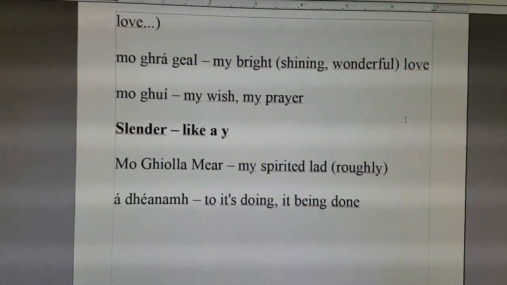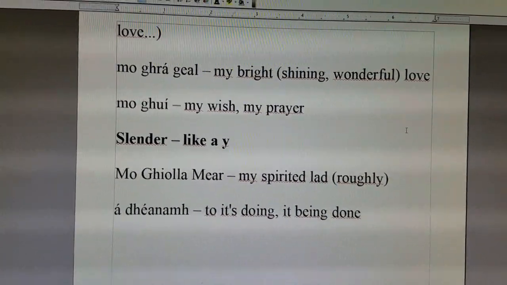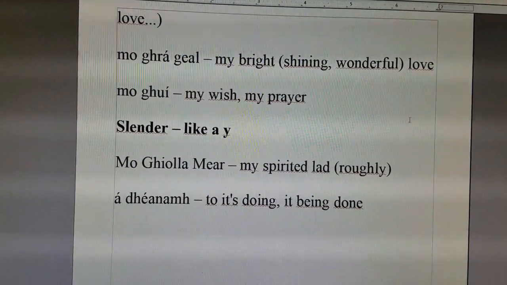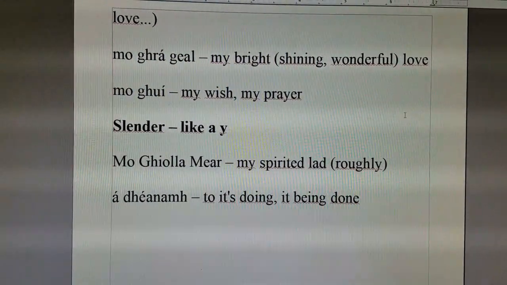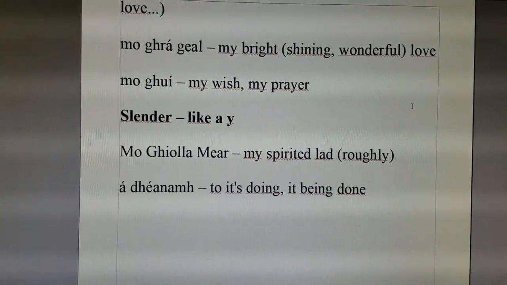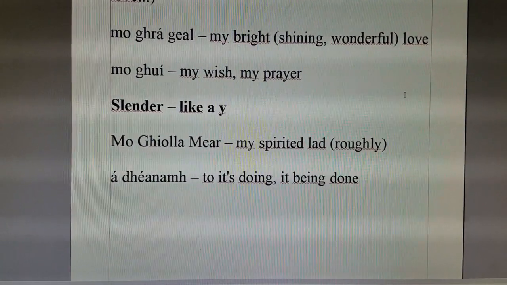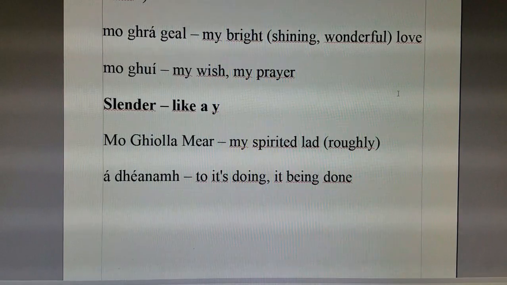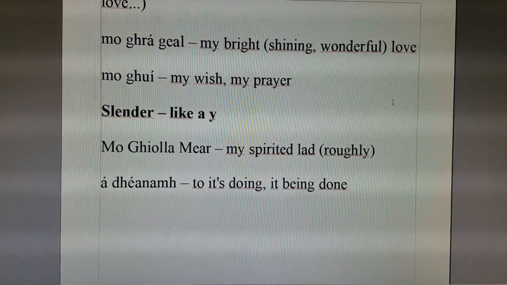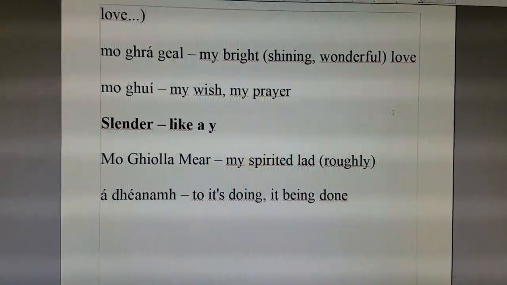It's like a Y. Okay. Laoch is a good broad CH, by the way. So there's another example. So DH and GH, slender is like a Y. Easy peasy. The other ones are a little harder.